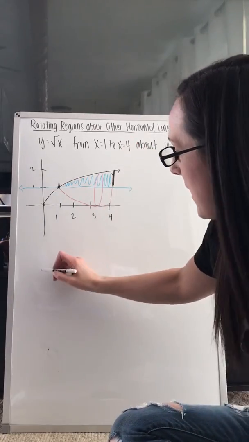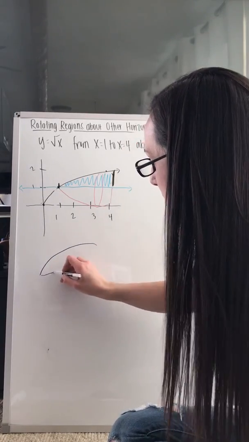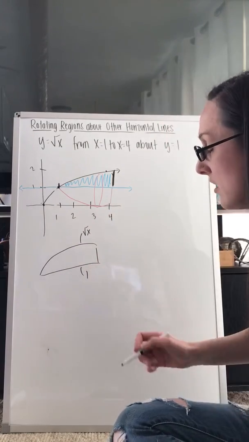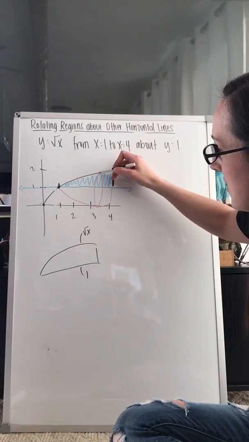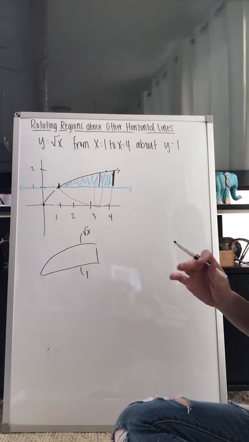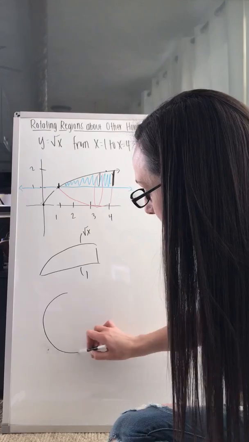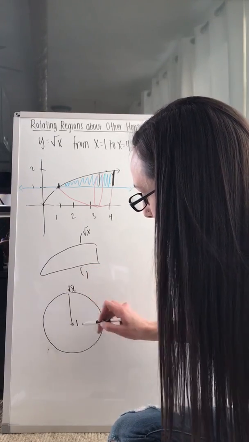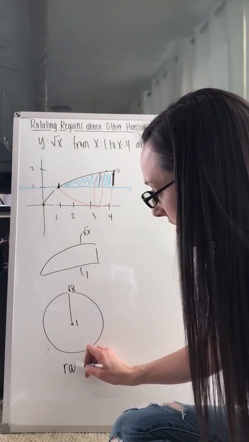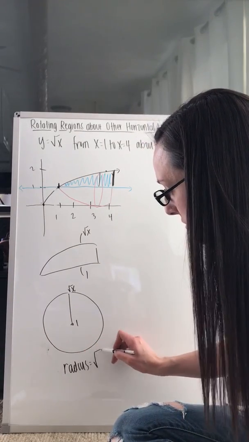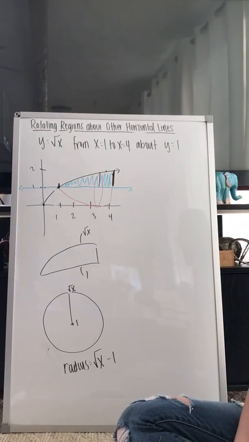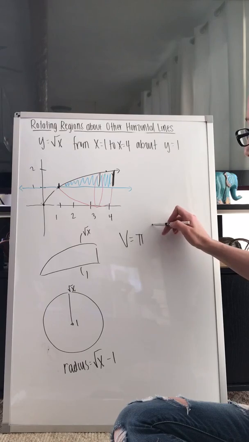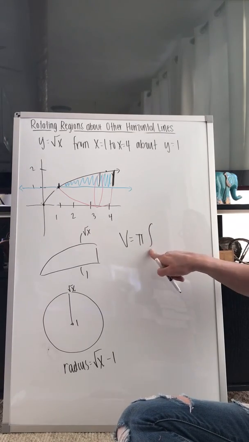So again, I'm going to redraw this region here. The top part is my square root of x, the bottom part is my 1. So when I'm going to decide the radius of this cylinder that I'm taking out, the face of it, my top part would be my square root of x, my bottom part would be my 1. So my radius is my top, square root of x, minus my bottom, 1.